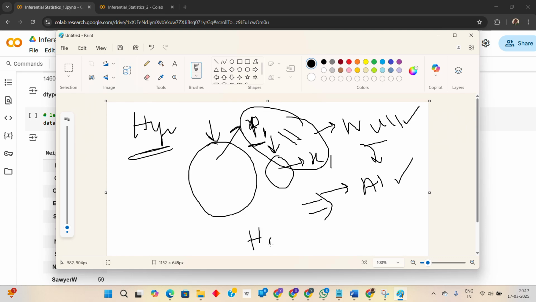Null hypothesis is defined as H0. Alternate hypothesis is defined as H1. So in order to do these things, we have the Z test, T test, and P value. These are the important concepts. Yesterday we discussed this.